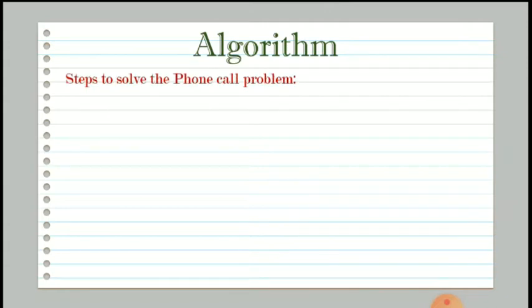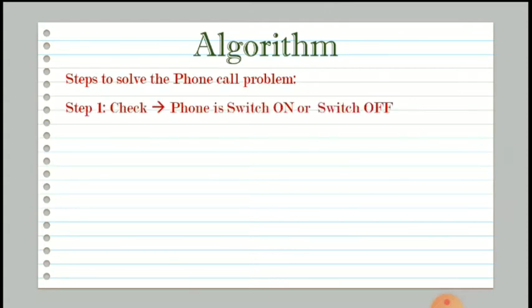Suppose we want to make a call to a particular person using mobile. Even calling a particular person is also a problem. Here, to make a call, you have to do something. To make any call, you have to perform a number of steps.